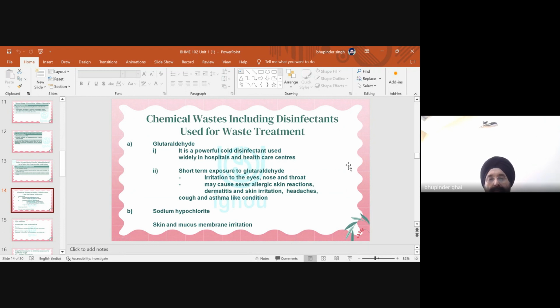Sodium hypochlorite is a skin and mucous membrane irritant. That means if it comes in contact with mucous membrane or skin, it will cause irritation.